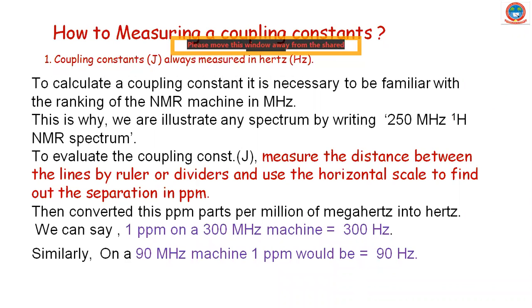Okay, now the next topic: how to measure a coupling constant, from a simple molecule to a complex molecule, including diastereomers, enantiomers, chiral and meso compounds, and many more fused cyclic rings.